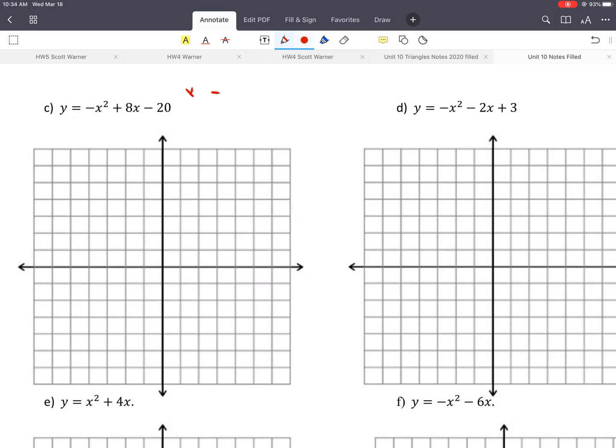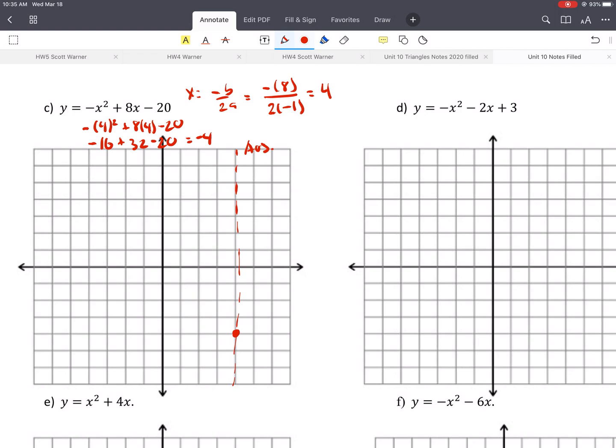Okay, we want to find x, which is negative b over 2a. That gives you negative 8 over 2 times negative 1, which gives us a positive 4. So our axis of symmetry is right here. Then we'll plug 4 into our equation: negative 4 squared plus 8 times 4 minus 20. That's negative 16 plus 32, minus 20. Looks like that ends up giving you negative 4. So right here.